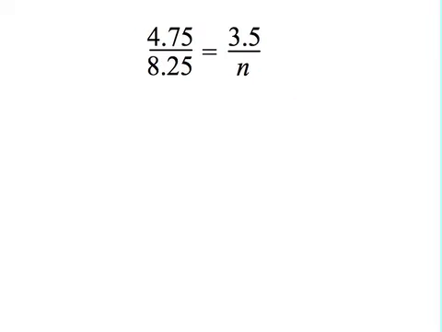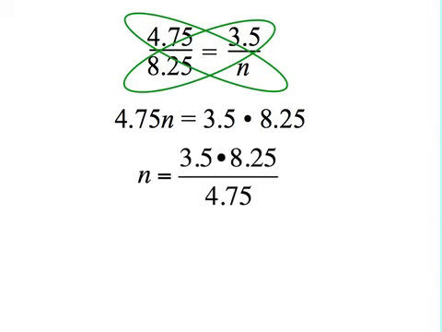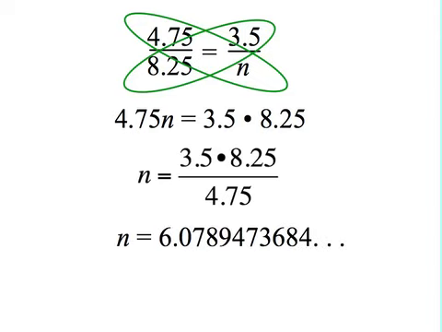And here's one full of decimals, and we'll use our means extremes property. We get 4.75n equals 3.5 times 8.25. That gives us that n is equal to 3.5 times 8.25 divided by 4.75. We'll get out the calculator, and we get this long decimal. We can't even tell where it repeats. So we'll round it off to the nearest hundredth, but that's a rounded off answer.